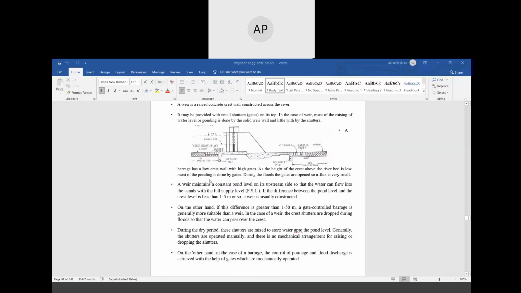A weir maintains a constant pond level on the upstream side so that the water can flow into the canals with a full supply level. If the difference between the pond level and the crest level is less than 1.5 meters, a weir is usually constructed. On the other hand, if this difference is greater than 1.5, a barrage is constructed.